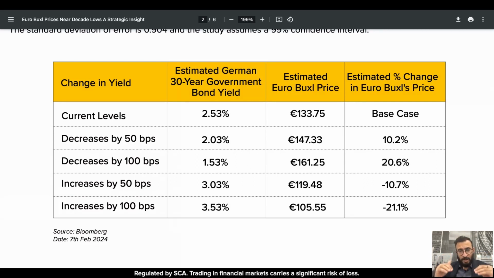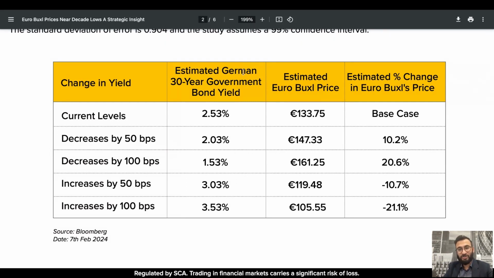If the yields come down by 1%, which is 100 basis points, as you can see, 100 BPS, 100 basis points is another way of saying 1%. So a 1% fall in the yields could lead to a 20% increase. On the downside scenario, if Europe decides to increase the rate even further, which is not advised at the moment, but if they do, an increase of 0.5% can bring the Eurobuxel prices down by another 10%. An increase by 1%, which is highly unlikely, can reduce the price of Eurobuxel by 20-21%. Correct?